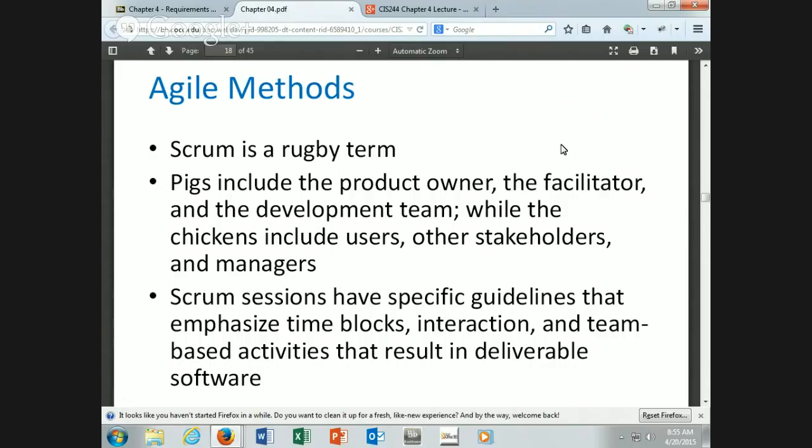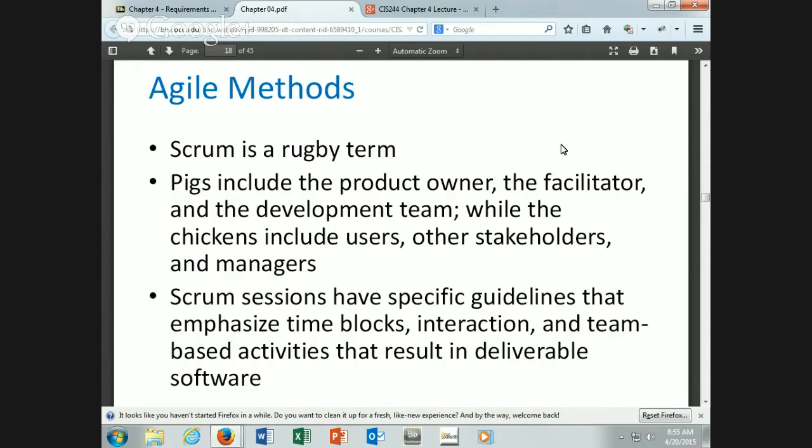So Agile methods use a lot of rugby terms. A scrum, everybody knows what a scrum is, right? Everybody just shoulder to shoulder, and then we throw it in and everybody just goes for the ball. Well, think about that from a development standpoint. First of all, it's pretty ugly. All the computer nerds. Anyway, I don't even want to go there.